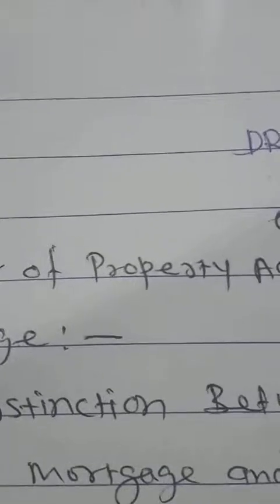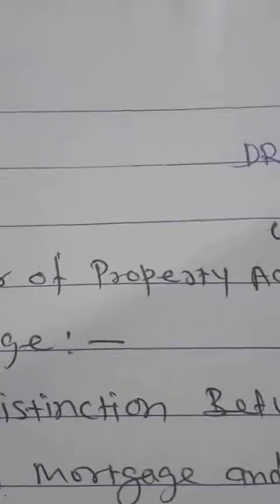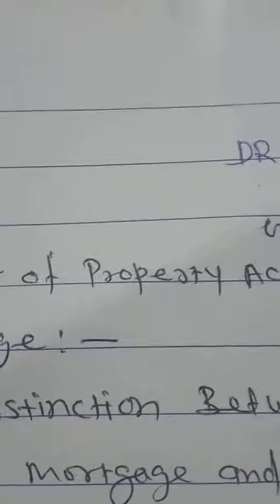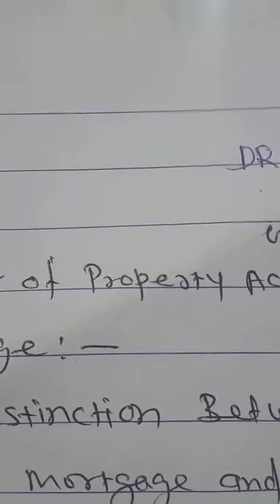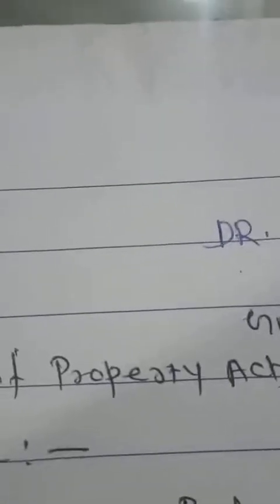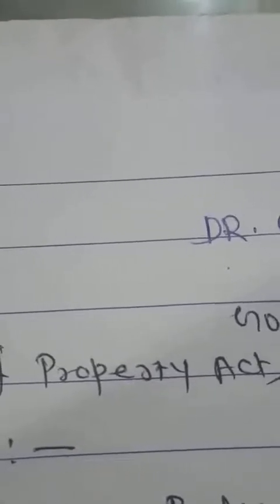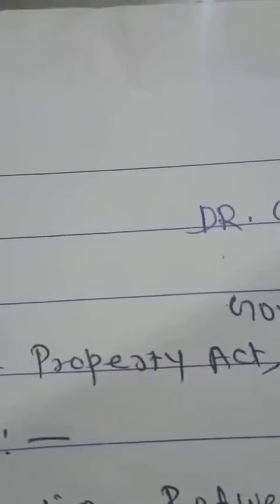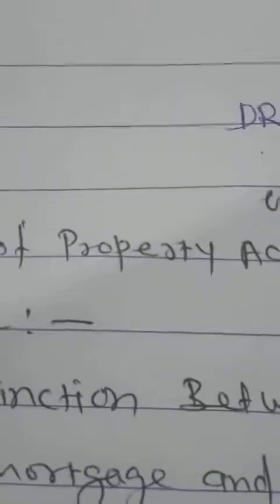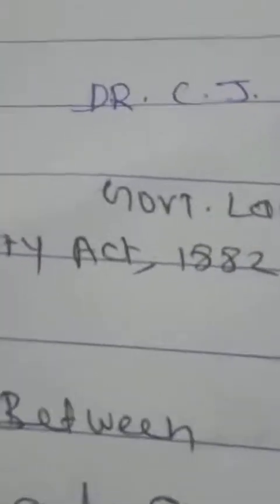In English law, the third point is that the mortgagee can sue for sale and has, in certain cases, a power of sale without the intervention of the court. But according to Indian law, in usufructuary mortgage, the mortgagee cannot sue for sale, nor does he have a power of sale without the intervention of the court. So in usufructuary mortgage, the role of the court is very important to decide the point of sale.